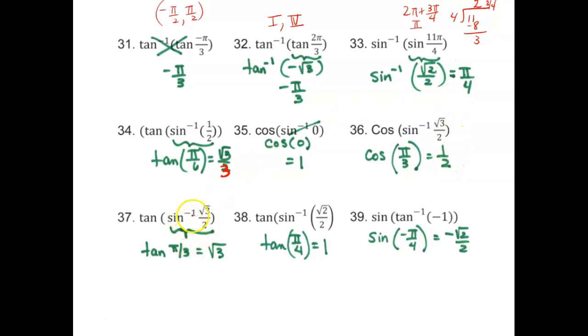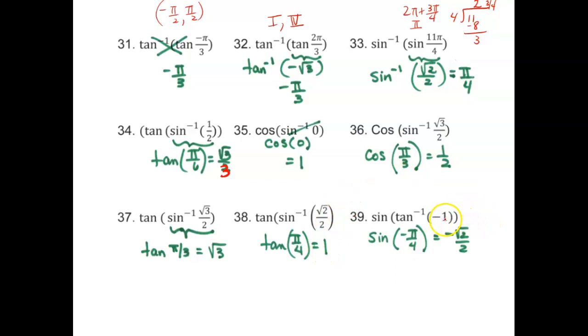For this one, I need to find where is sine the square root of 3 over 2, and we just said that was pi over 3, kind of a repeat of this problem. So the tangent of pi over 3 is going to be the square root of 3. Again, if you don't remember these for tangent, then you can work them out. That's fine as well. Here, inverse sine of square root of 2 over 2. So where is sine square root of 2 over 2? That's going to be pi over 4. Tangent of pi over 4 is 1.